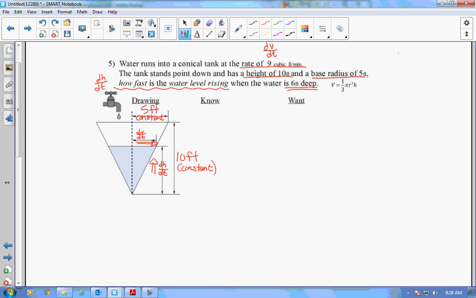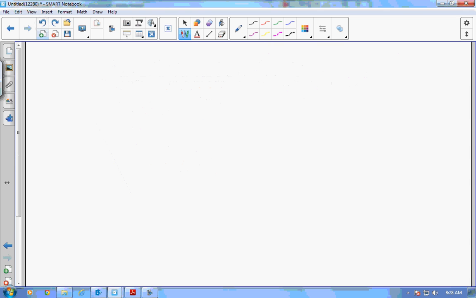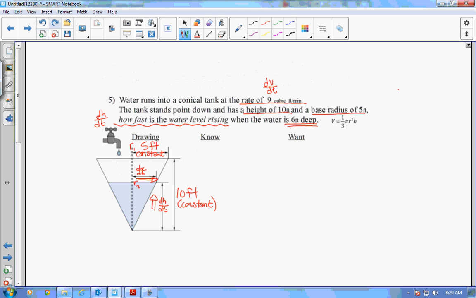dH dt is what we want to find. 6 feet deep will be our R, but we have 2 R's, so we might need to specify. This is like R1, and this is R2. Because we'll want to know when it's 6 feet deep. Oh, not R. Height. We have 2 heights, sorry. Okay. So we have 2 heights. We have our original height, and we have the height that's changing. So h sub 2 will be 6 feet deep.